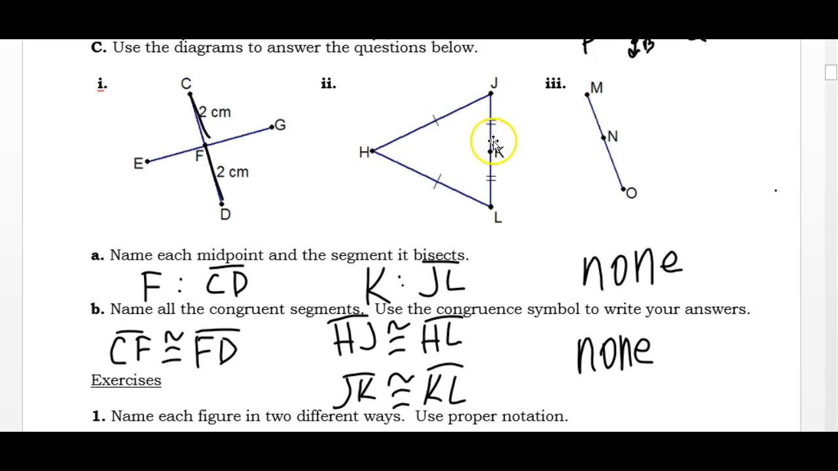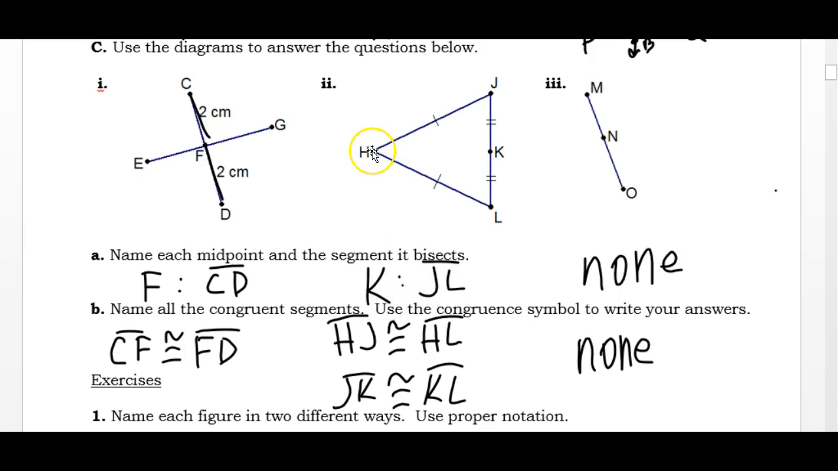My second figure, I see K bisecting JL. So K is the midpoint of JL. Again, I see this congruent mark here and this congruent mark here telling me that K is right in the middle of those 2 points. K is the midpoint of JL.